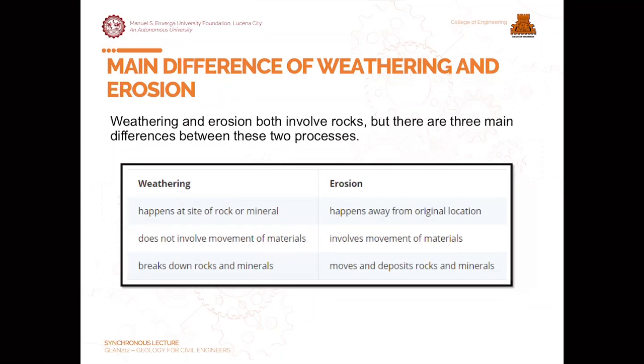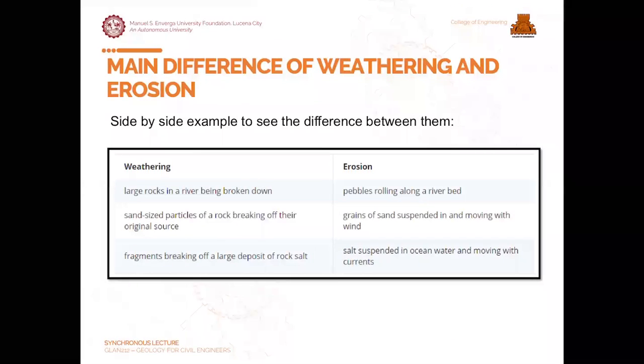Okay? So bigyan natin ng example, no? Ito yung side by side difference niya. Sa weathering, halimbawa, meron tayong large rock in rivers being broken down. Okay? So from yung location niya, from significant transfer o pag-pass through ng wave ng current ng river, nagbo-break down yung large rock. Yung sa erosion naman, sumasama dun sa wave yung mga pebbles natin, rolling along dun sa riverbed natin.